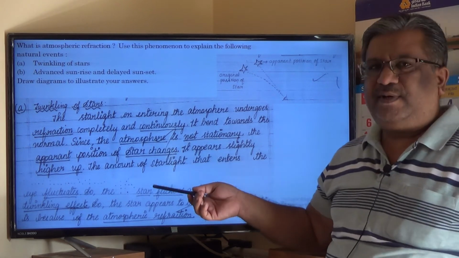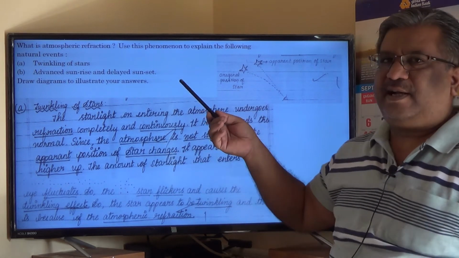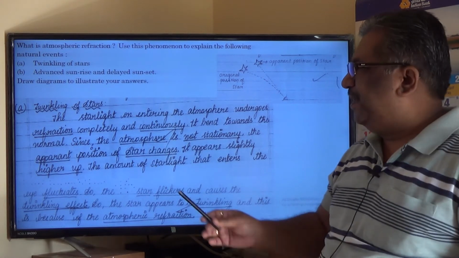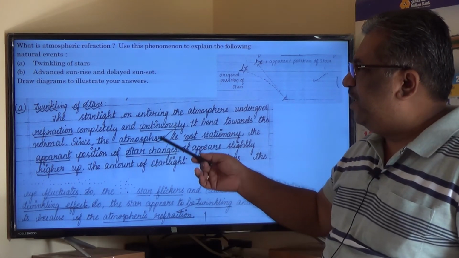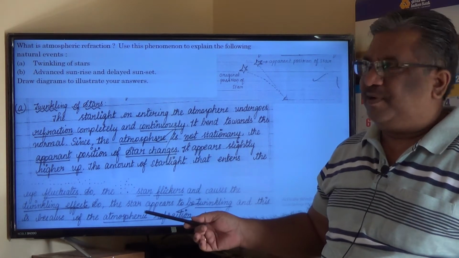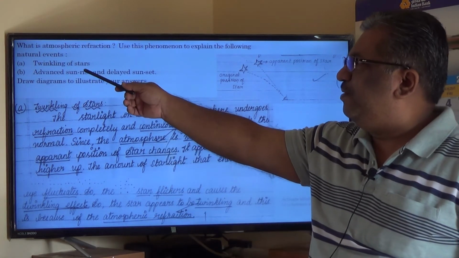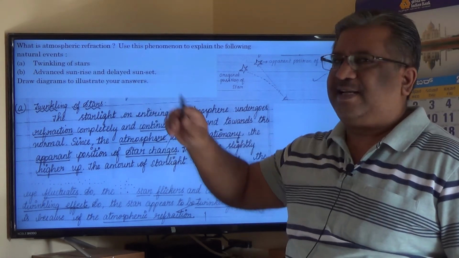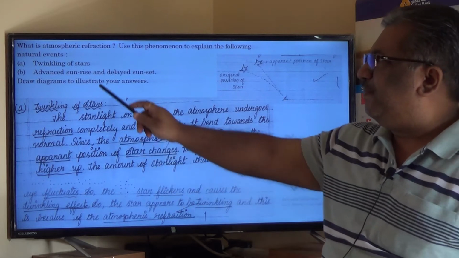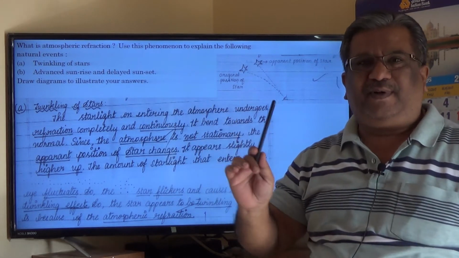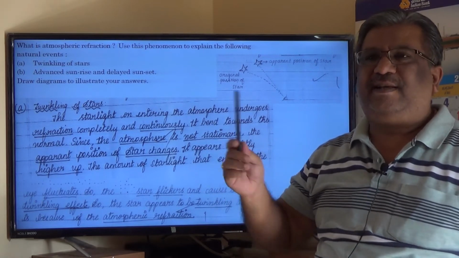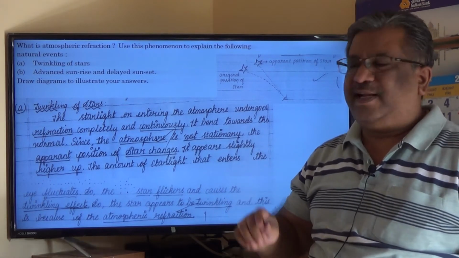Okay, some of the keywords and phrases which I discussed from the textbook are present, but I am sure my students would be able to write much better than this explanation. Why does the twinkling of the stars take place? First of all, twinkling of the stars is due to atmospheric refraction, and distant stars can be considered to be a point source of light.